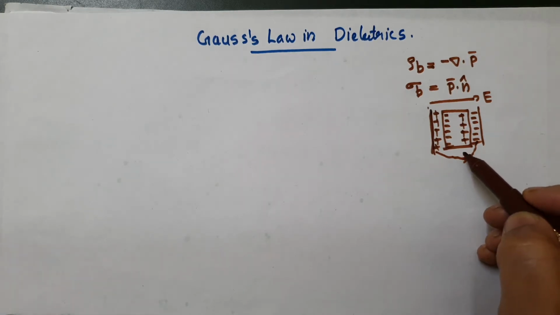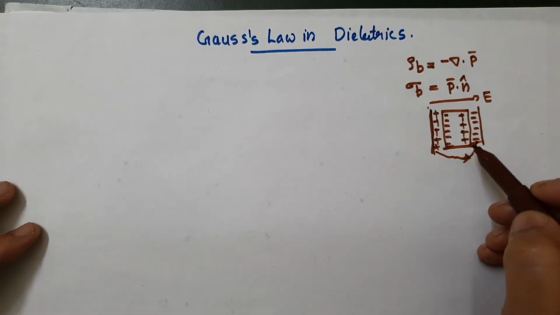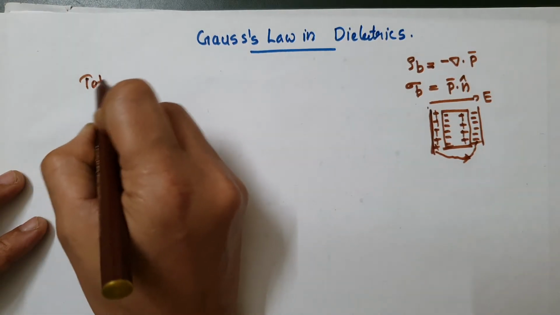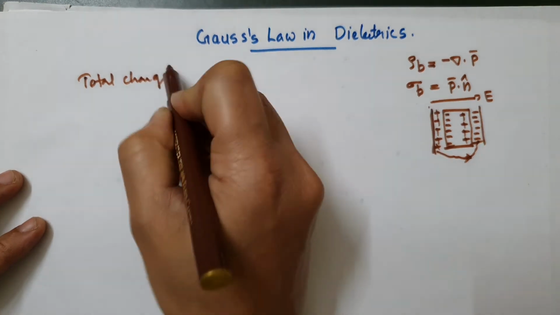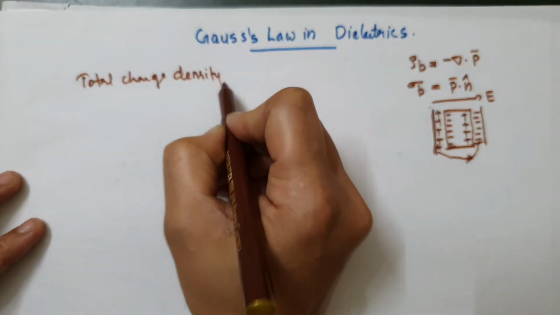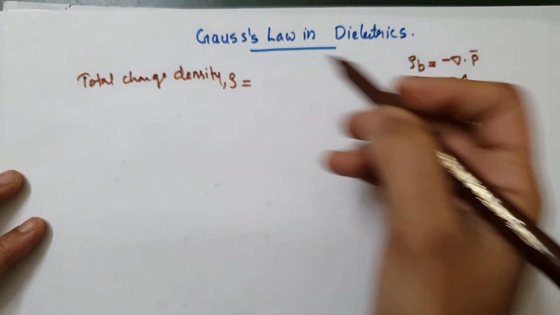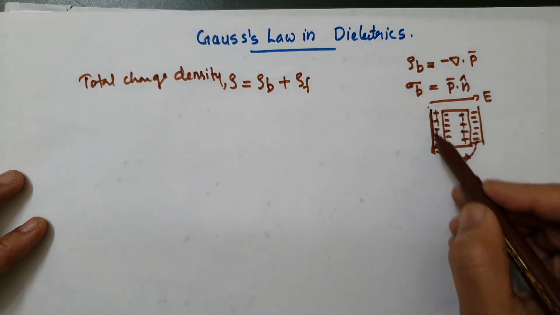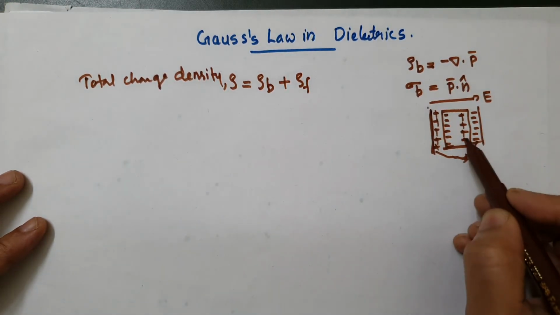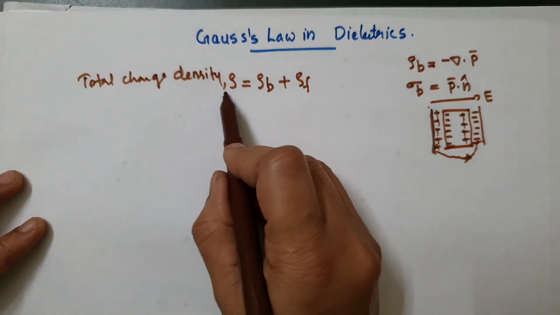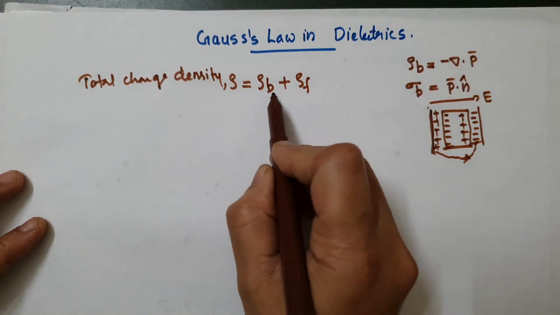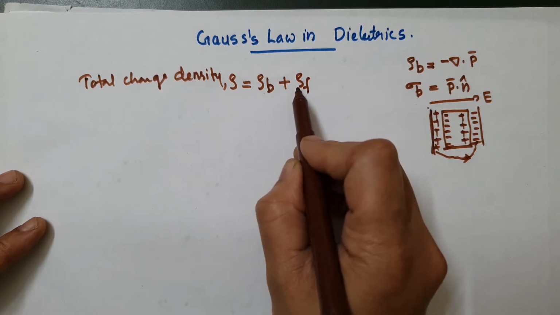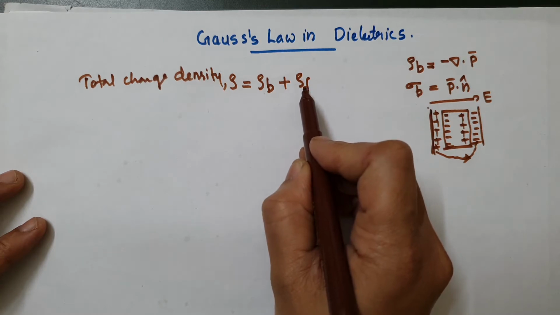Hence, we can consider the total charge density. Total charge density, rho, can be represented as the charge density due to the bound charges plus the free charges. And these are the free charges and this is the bound charges. That is, the total charge density rho can be represented as rho B plus rho F, the charge density due to bound charges and the charge density due to free charges.